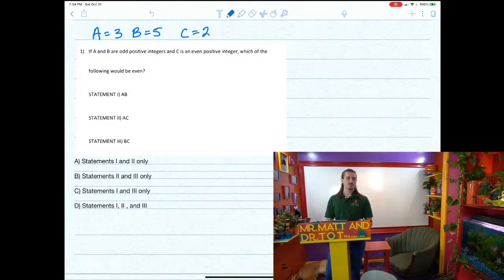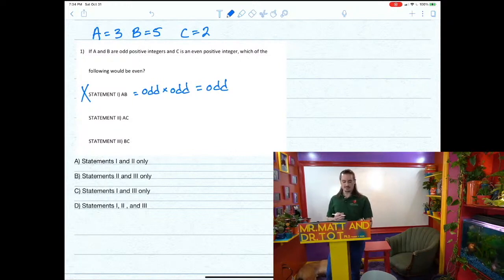So the characteristic that we want to zoom in on here is odd versus even. If I look at statement 1, A has to be an odd number, B has to be an odd number. So this is really just the same thing conceptually as an odd times an odd. Any odd times any odd will always produce an odd number. So statement 1 is false because A times B, an odd times an odd, cannot be even.